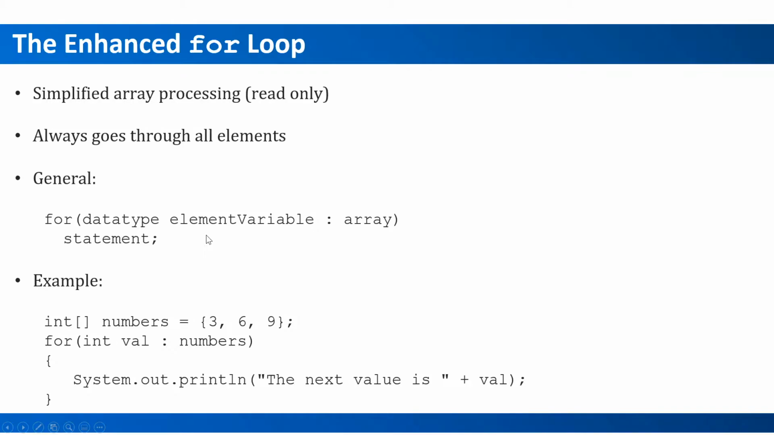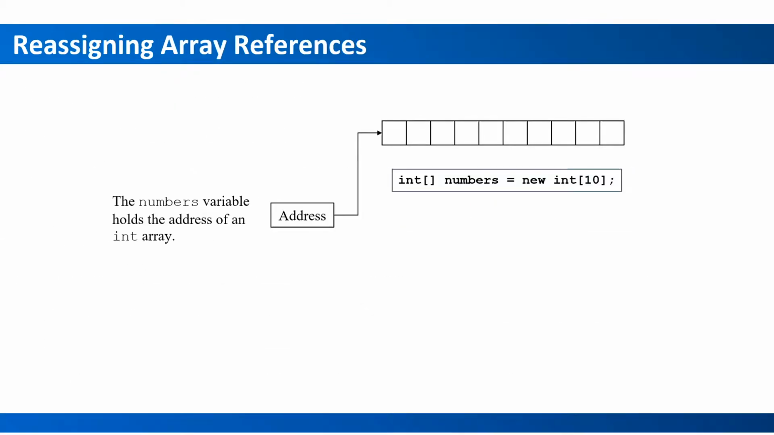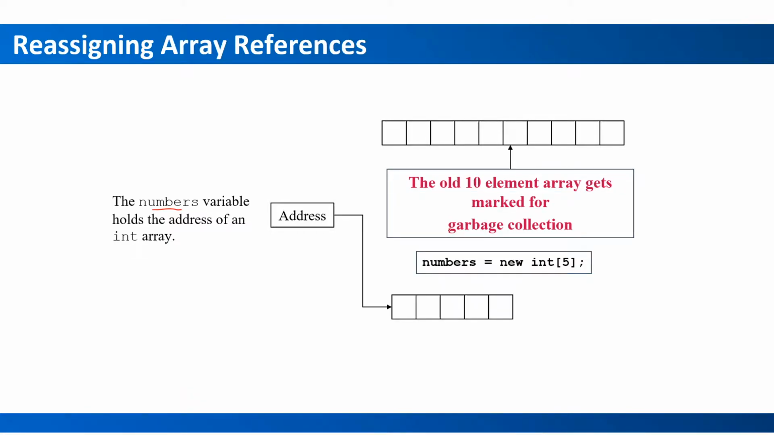So if we want to visualize what is happening here, when you enter int square brackets numbers is equal to new int of 10, this actually creates the numbers reference variable. It has an address that is pointing to an array of 10 elements in the memory this way. Then you go ahead and say, no, you know what, numbers is equal to new int 5. What really happens is that a new integer array in the memory is created. It has 5 elements. The address of numbers is going to be updated such that it points to this one.